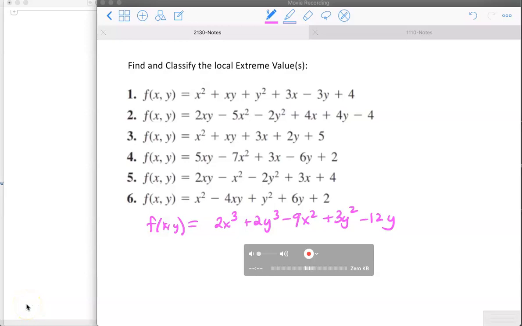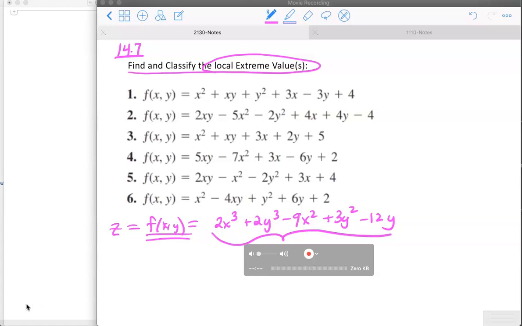So in this video, we're still in section 14.7, and we're going to solve a problem that is described as finding and classifying the local extreme values of a given function, z equals f of x, y. And I wanted to look at this example here.